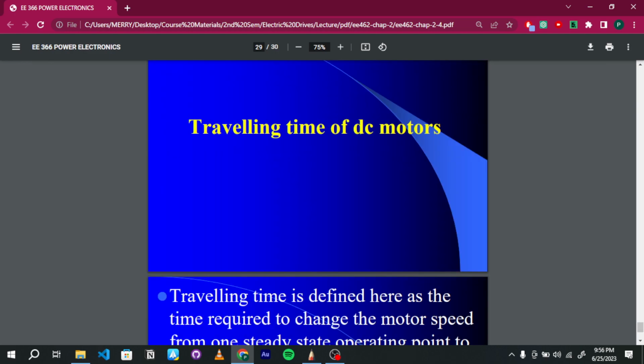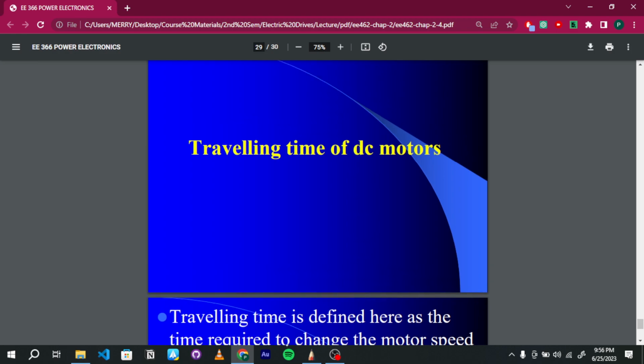Now the next thing is something called the traveling time. Traveling time of DC motors. After that, I'll also look at the traveling time of induction motors.